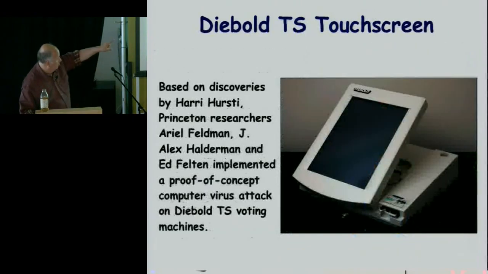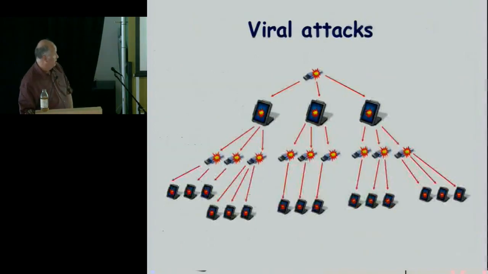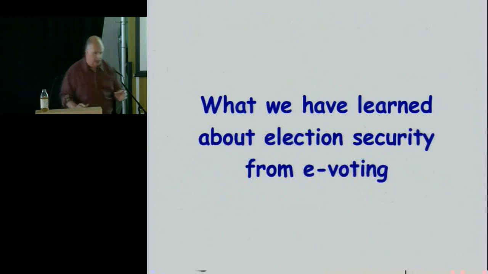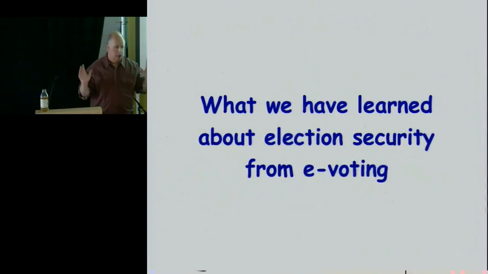So this is just a picture of the machine in question, and it's used in California, and it's actually used in a lot of places in the United States. And here is the viral attack. Diebold and most election officials were under the impression that it's impossible to conduct a virus attack on voting machines because, hey, they're not networked, guys. I mean, it's not that they're not connected to the internet. They're not connected to any network. They're isolated in precincts, so the saying goes.